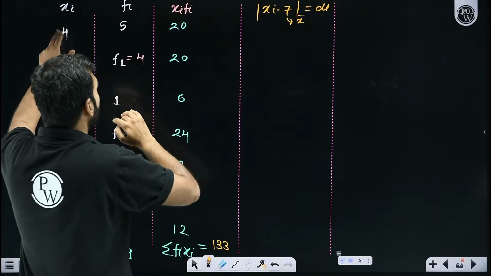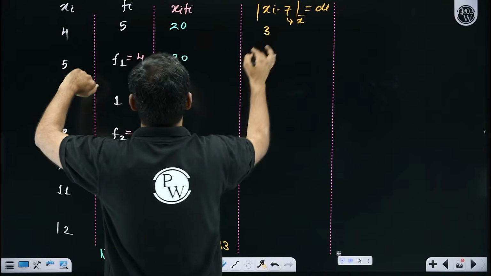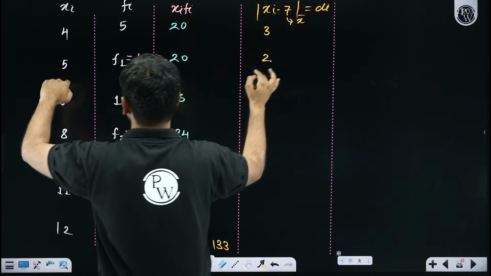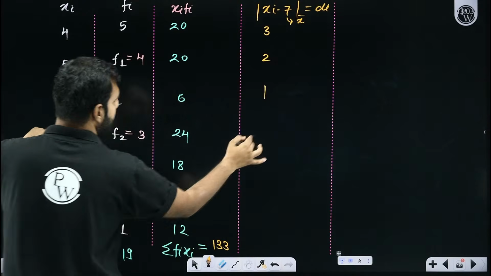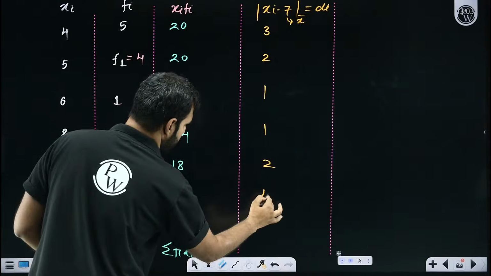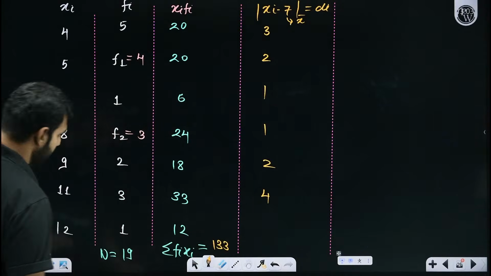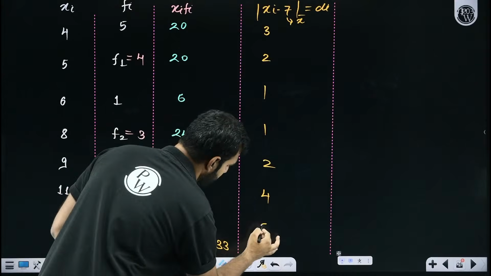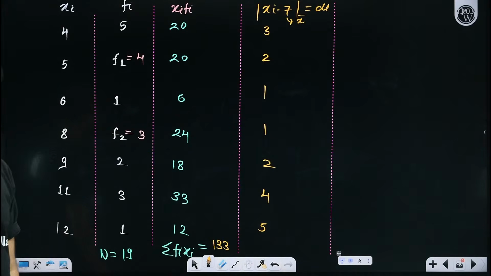So 4 minus 7, that's 3. I'm taking the mod here. 5 minus 7, that's 2. 6 minus 7, that's 1. 8 minus 7, that's again 1. 9 minus 7, that's 2. 11 minus 7, that's 4. And 12 minus 7 is 5. So this is your di. Everybody got this? I hope there is no confusion on that.